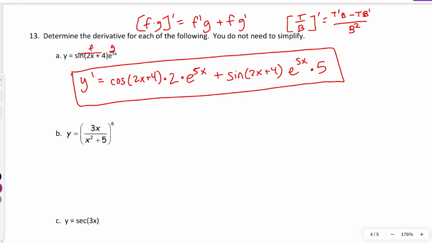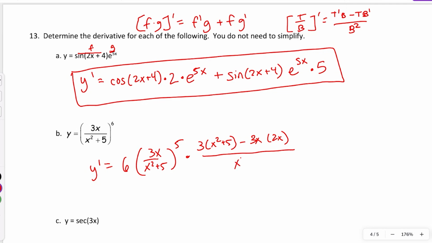So here we're actually going to need to use chain rule first. So we're going to have 6 times that quotient raised to the 5th power times the derivative of the quotient. And this is where the actual quotient rule comes in. So the derivative of the top is 3, so 3 times x squared plus 5 minus the top, 3x, times the derivative of the bottom, which is 2x, all over x squared plus 5, all that squared.